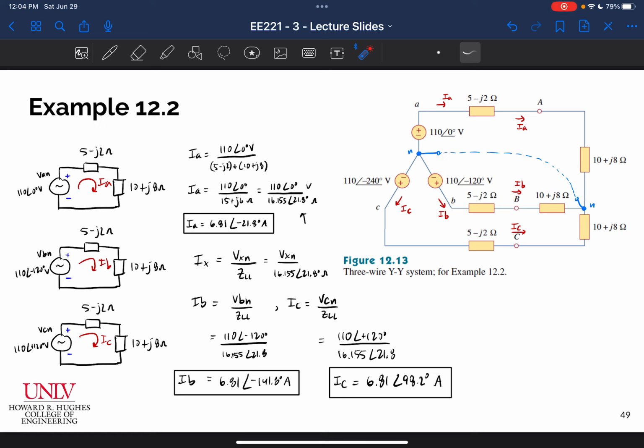In the next video, we're going to solve the next example problem, which uses a different three-phase configuration. One of the loads or one of the source configurations will be something different. All right, so I'm going to end this video right here.